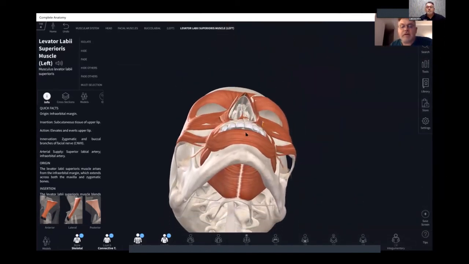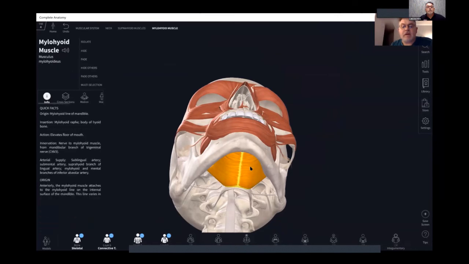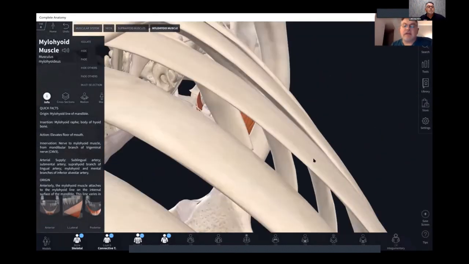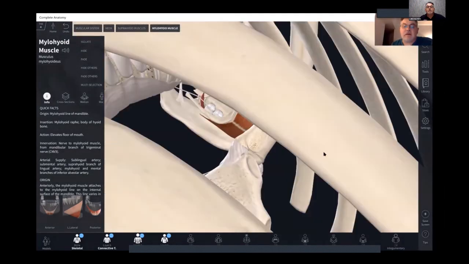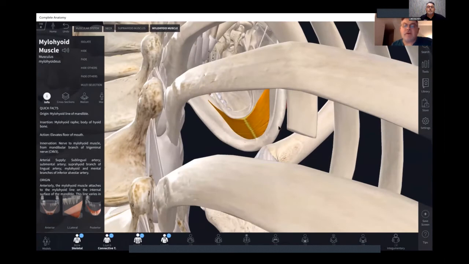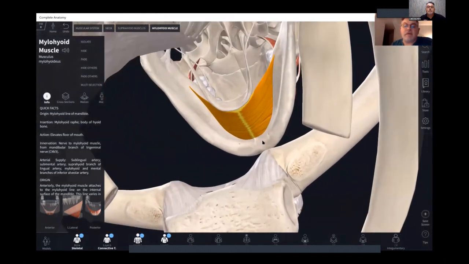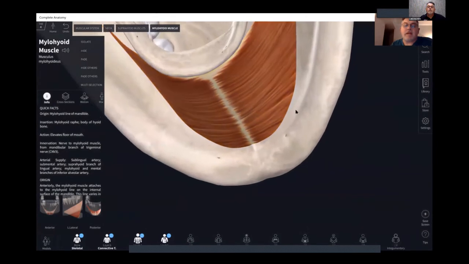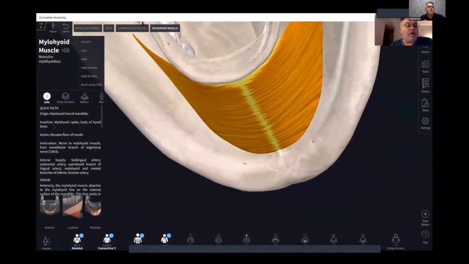We didn't bring those into play. Inferiorly, we have the mylohyoid. Its origin, trying to get to it, look through the rib cage. So here we are looking at the inferior aspect, there we go, at the mylohyoid. Again, the mylohyoid line of the mandible, it inserts into the mylohyoid raphe here and into the body of the hyoid bone. Its action is elevating the floor of the mouth.